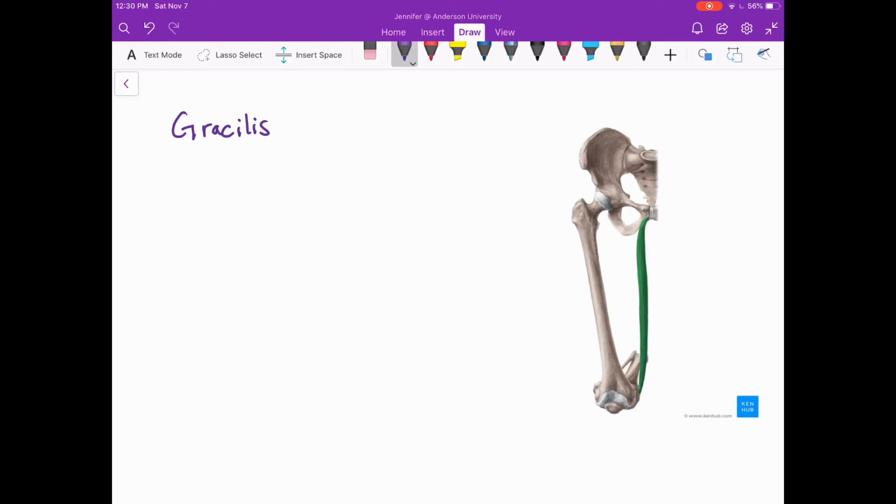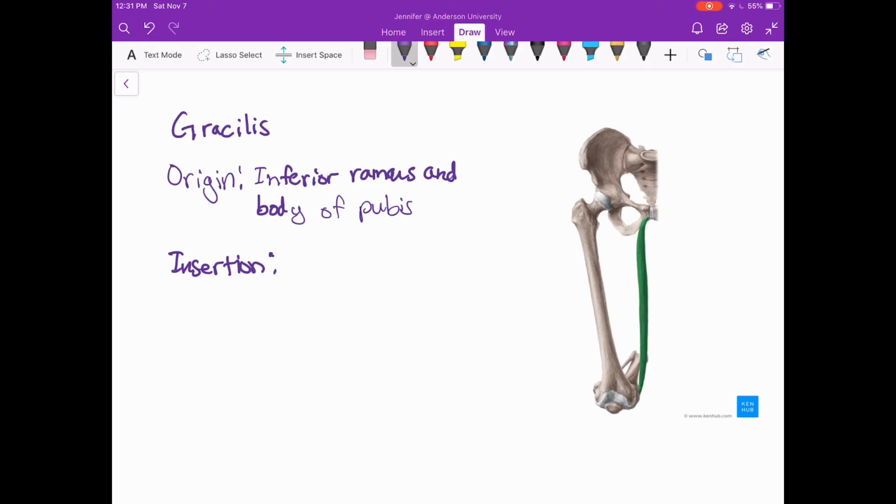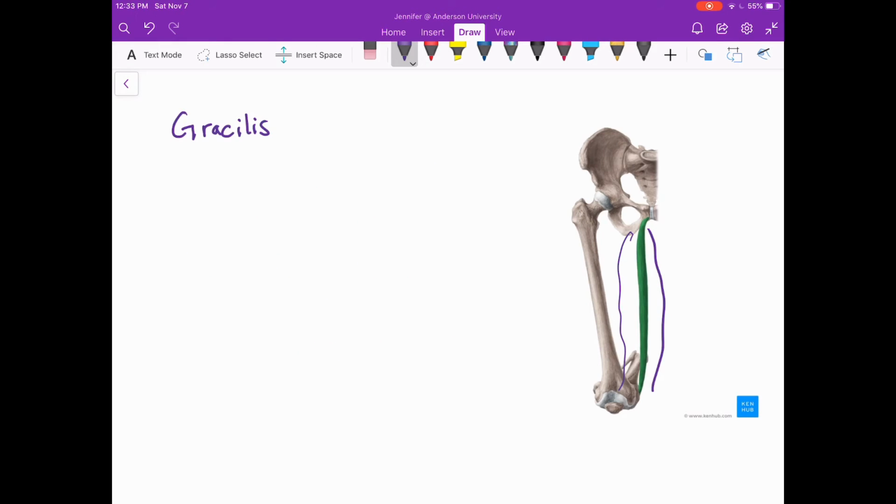Next, we have the gracilis, which is another strap-like muscle. It's a superficial muscle of the medial thigh. The origin is the inferior ramus and body of pubis, and the insertion is the medial surface of the tibia, just inferior to the medial condyle. So this is just the muscle right on the medial side of the leg. The action for this one, it adducts the thigh as well as flexes and medially rotates the leg, especially during walking. So this is a very important muscle.